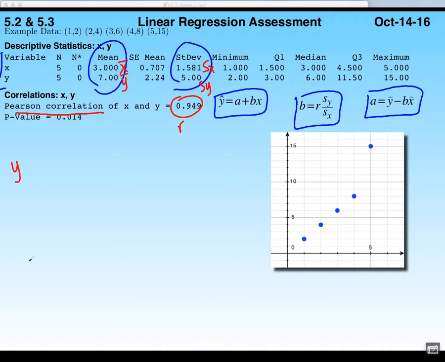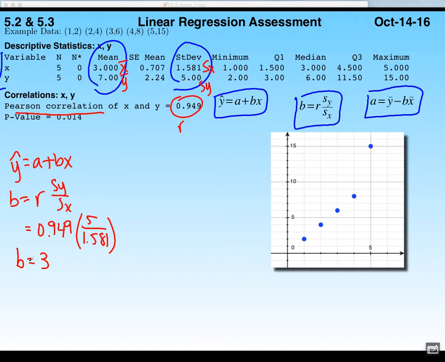So just to refresh your memory, you would do y hat equals a plus bx. And then you would say, okay, b equals r times sy over sx. And you would fill in the numbers. So r is 0.949. The sy is 5. The sx is 1.581. So this would give you a b value of about 3. And then your a is y bar subtract b x bar. Your y bar is 7, the b is 3, your x bar is 3, so that would give you an a value of -2.